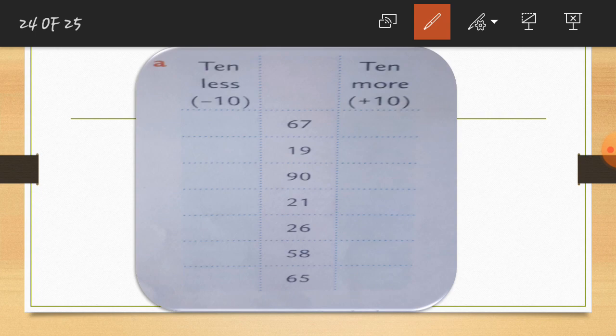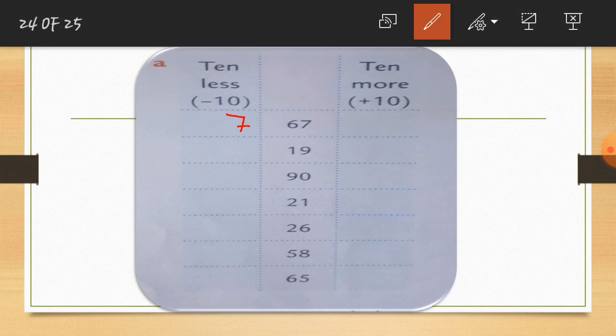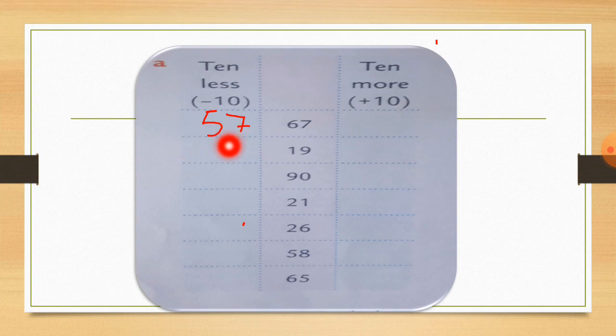So here is the number 67 first. So write down the ones value as it is. I write this 7 as it is. And here is the value which is at the tens place. You can see here is the 6, which is at the tens place. So you have to cut one from it. So 6 minus 1 is equal to 5. So here we are getting the answer 57. You can see here we are getting the answer 57.